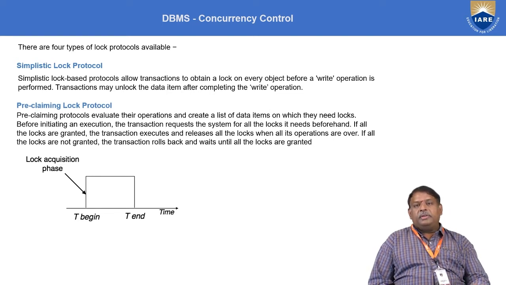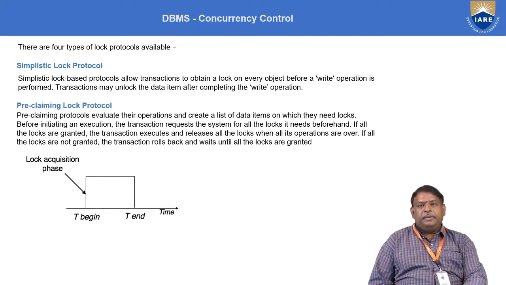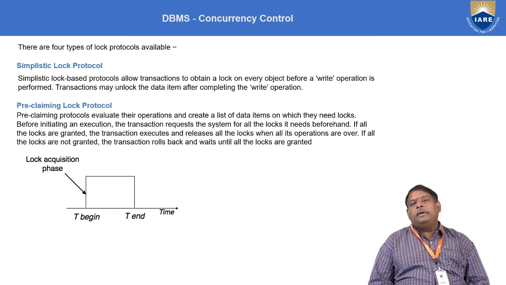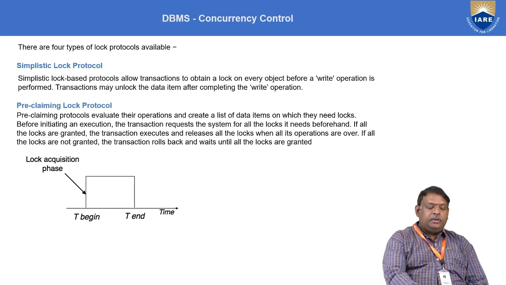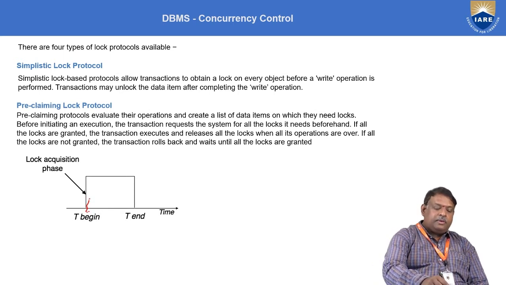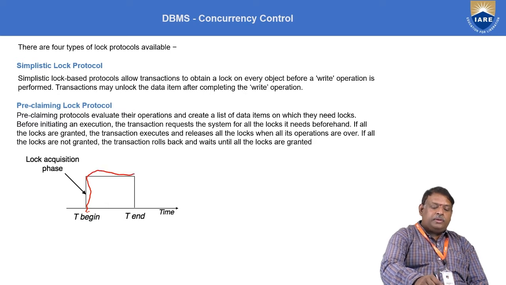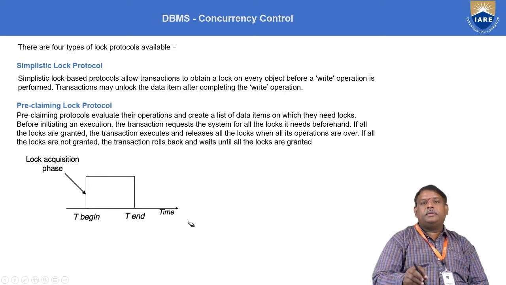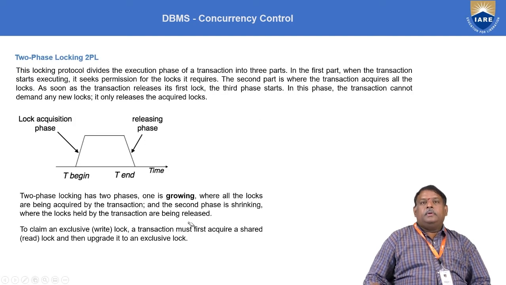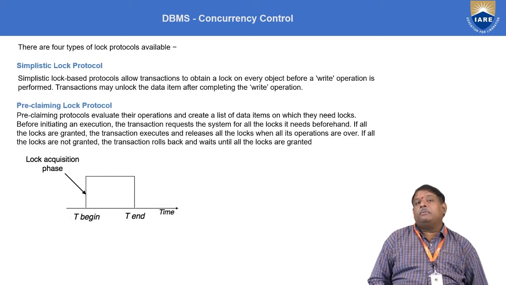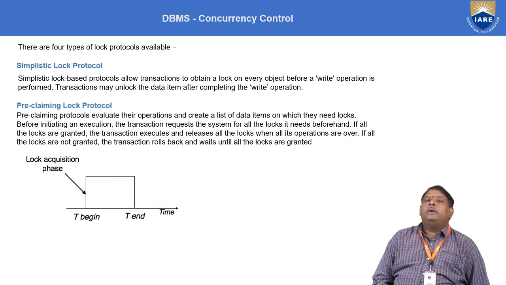The lock acquisition phase is like this: your transaction begins, and the transaction ends, over this time interval. Your transaction will start like this, acquire all the locks, and after you have finished, you end the transaction. This is the lock acquisition phase. We have seen the simplistic lock protocol and next, the pre-claiming lock protocol.